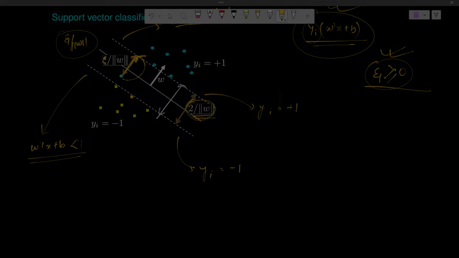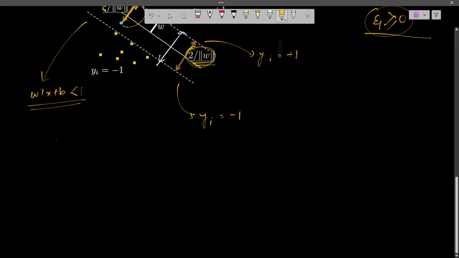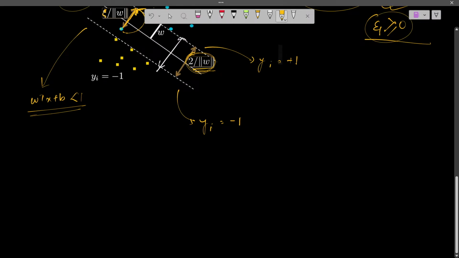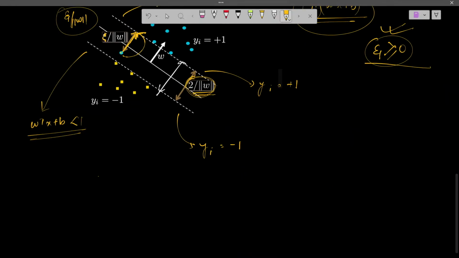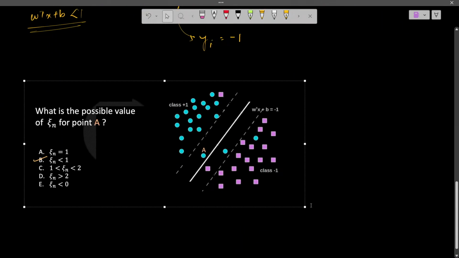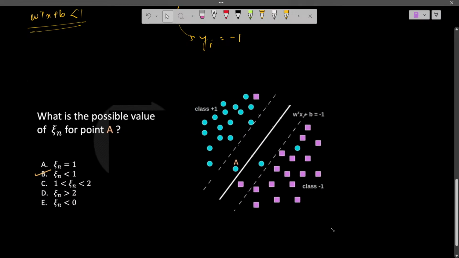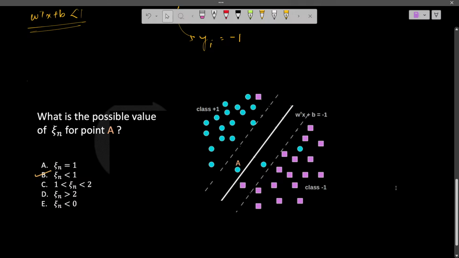Then let's take this question. Okay, so basically this question is asking, what is the slack value for point A?